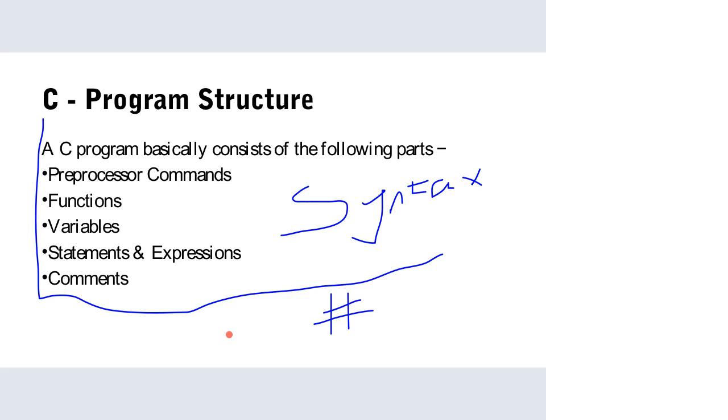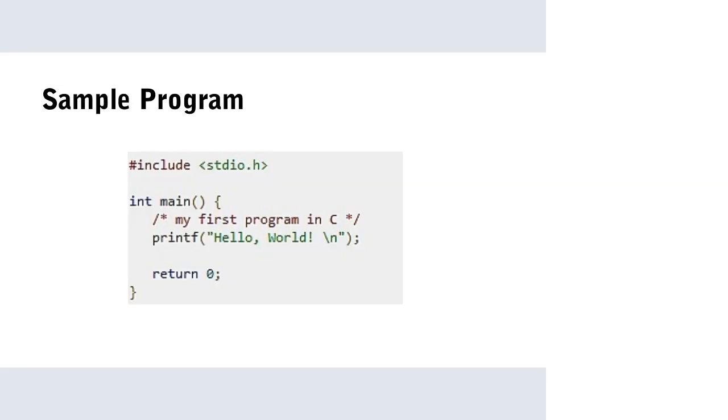So that's the structure of a C program. The sample is there. This is a preprocessor command, or preprocessor directive. All of this.